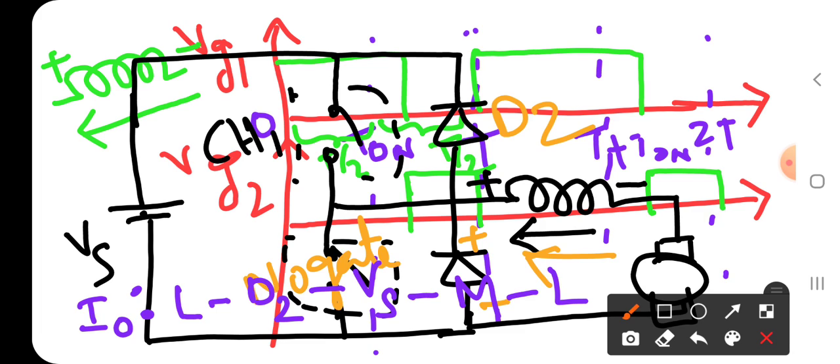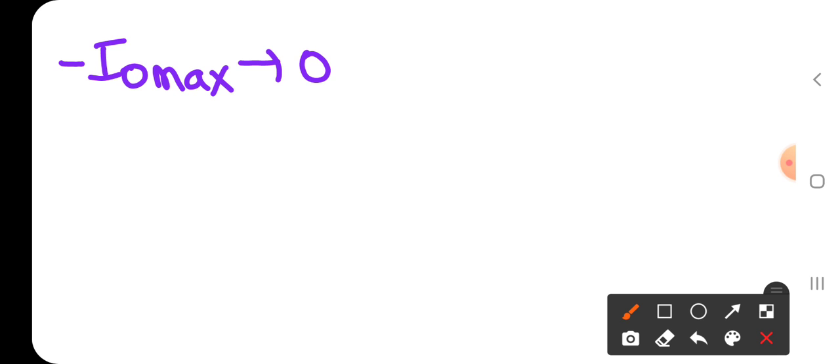Now let me know whether the current is in the reverse direction, in the sense whether it is positive or negative. You need to take it as negative, and whether it is increasing or decreasing. As the inductor is discharging its energy, the current has to decrease. The current decreases from negative I0 max to 0.